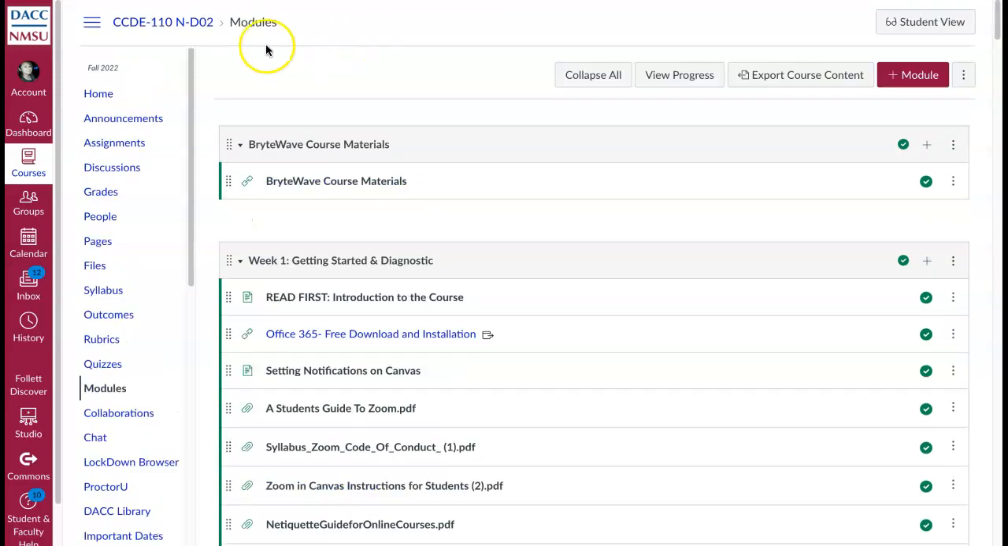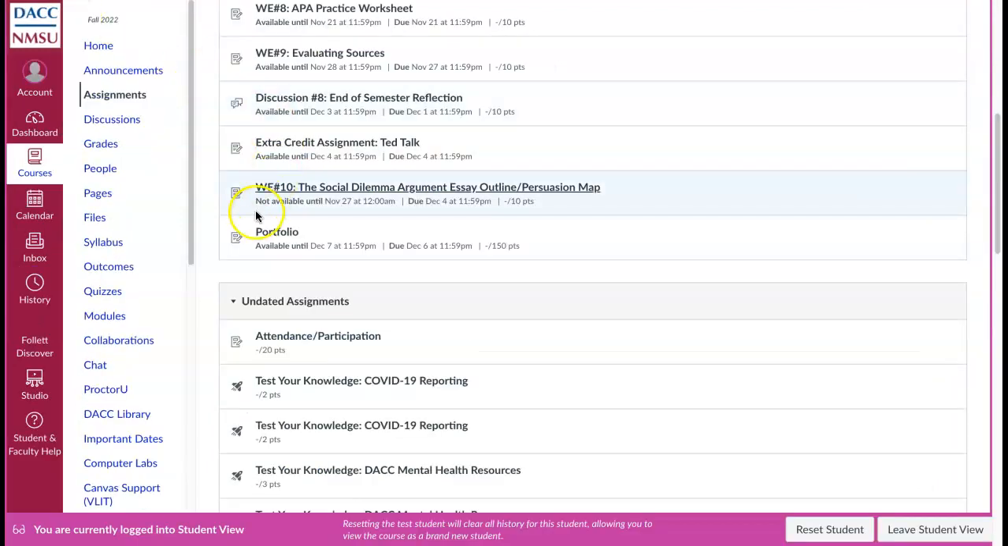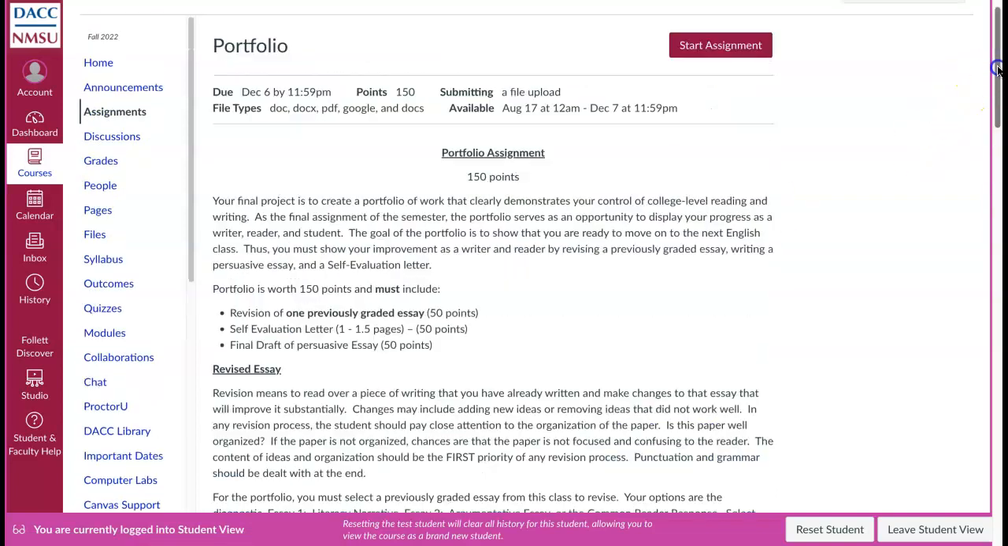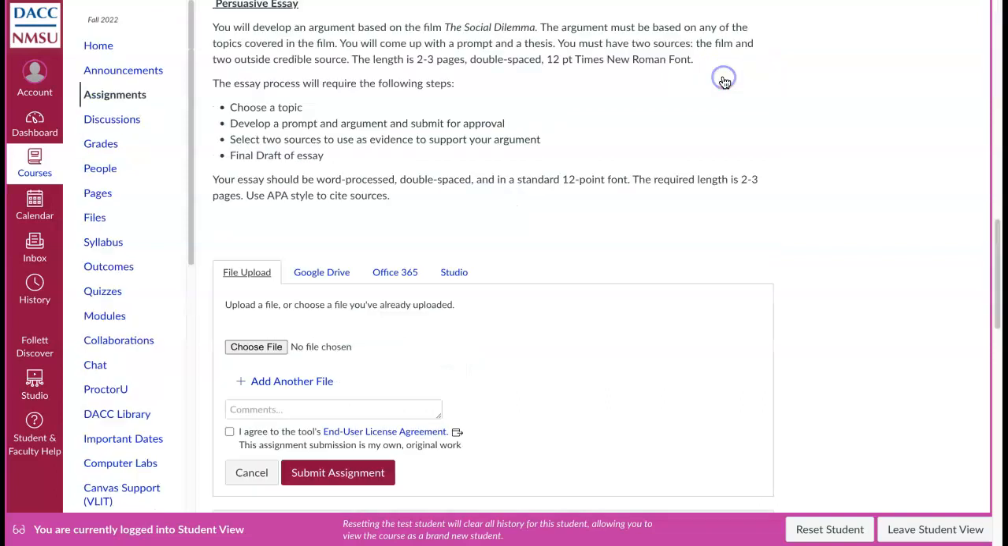Now I'm going to show you how to submit the portfolio so that you don't mistakenly delete any files. Okay, so now I am in student view, and whenever you're ready to submit your assignment, obviously you want to go ahead and submit under portfolio. And here we have the assignment, and all you have to do is click on start assignment.